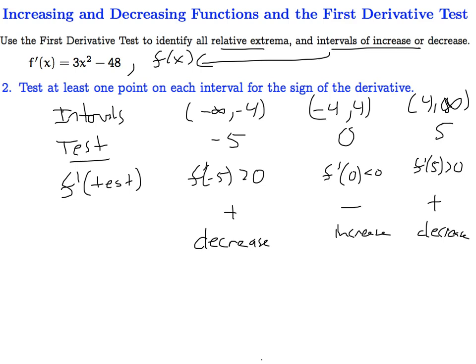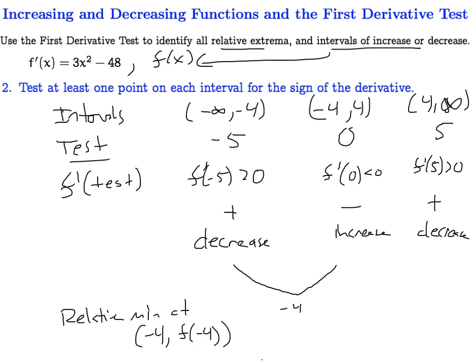Well, let's think through. If my function goes from decreasing to increasing at negative 4, that's a relative minimum. So I have myself a relative min at negative 4 and whatever you would get if you put negative 4 into the original function. And over here I'm going from increasing to decreasing at 4. So this means I have myself a relative max at 4, f of 4.